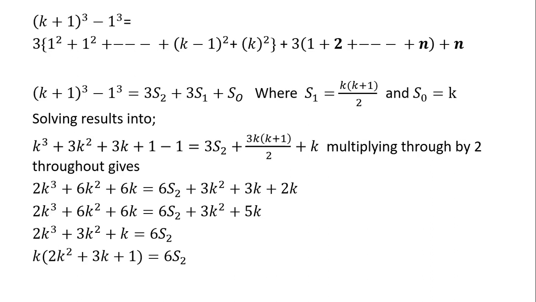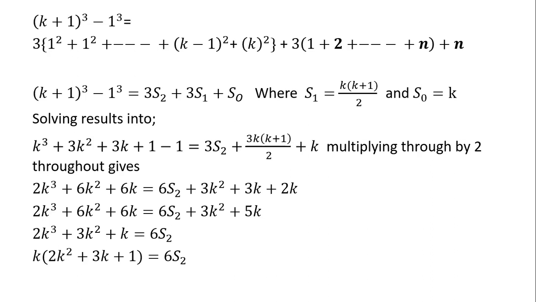So if you try to remove the fraction, multiply by 2 both sides, and this gives 2k cubed plus 6k squared plus 6k equal to 6S2 plus 3k squared plus 3k plus 2k. When you continue to simplify, we finally see that to be 2k cubed plus 6k squared plus 6k equals 6S2 plus 3k squared plus 5k. And 2k cubed plus 3k squared plus k is equal to 6S2. And of course, if you factor out k, it is k into 2k squared plus 3k plus 1 equal to 6S2.